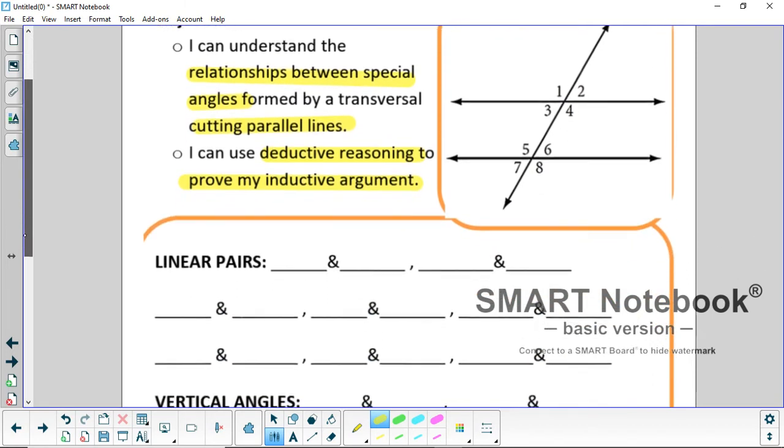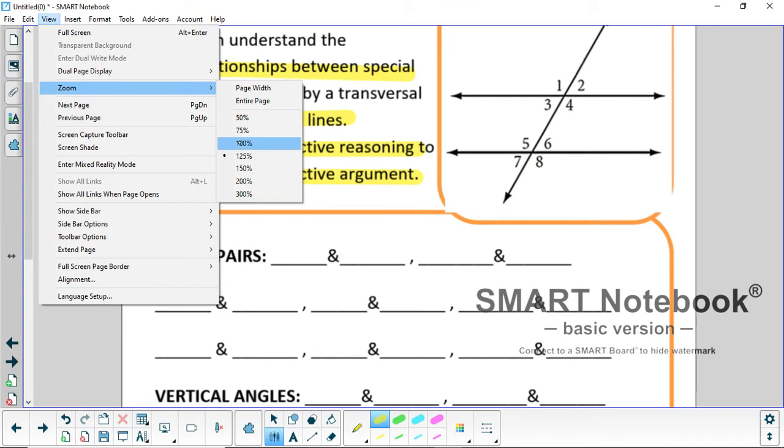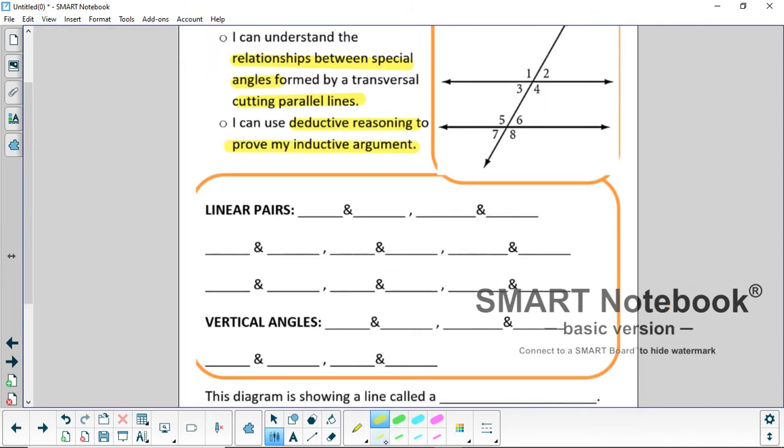Okay, now we're going to be using this diagram up at the top right, and we're going to list out as a review all of our linear pairs and vertical angles. And this is from the last lesson that we covered. So let me zoom out a little bit so I can get all of them on one page.